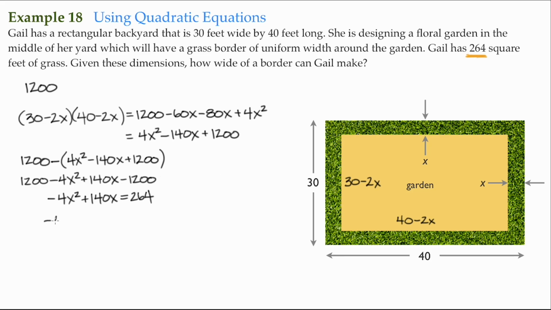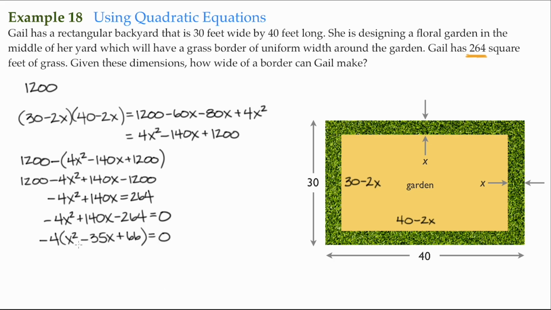So we'll write this as negative 4x squared plus 140x minus 264. That's equal to 0. We now have it in standard form. And if we carefully look, we can see that we can factor out a negative 4 from each term. So if I factor out negative 4, this becomes x squared minus 35x plus 66. That's equal to 0.